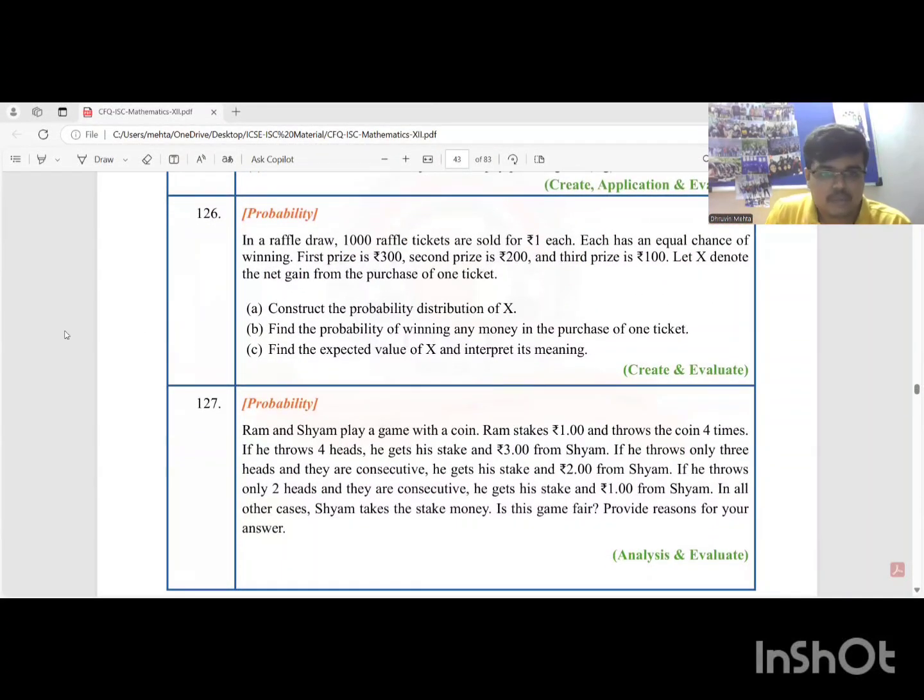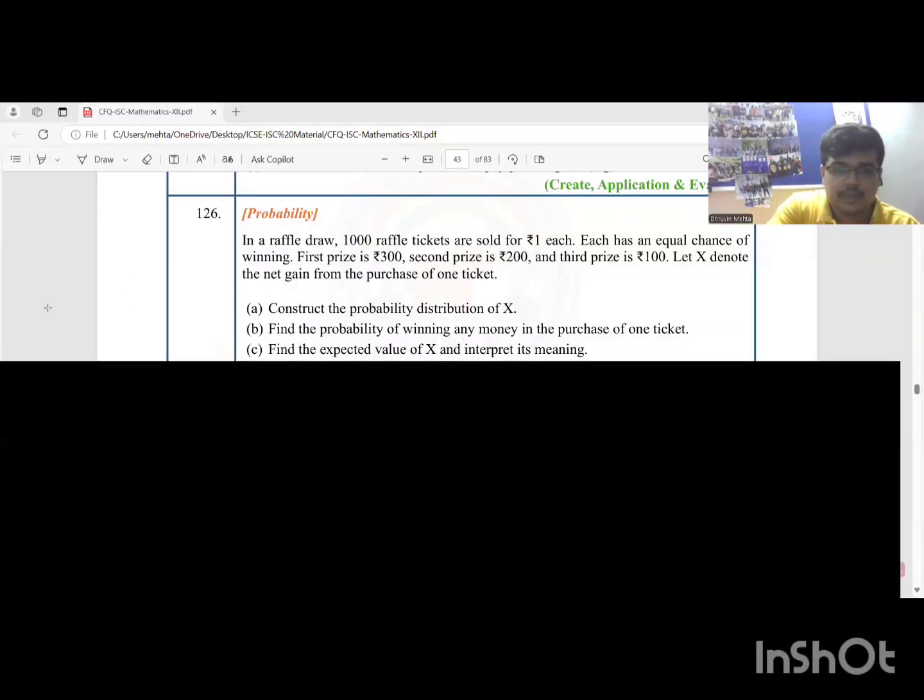Question 126. In a raffle draw, 1000 raffle tickets are sold for rupees 1 each. Each has an equal chance of winning. First prize is rupees 300, second prize is rupees 200, and third is rupees 100. Let X denote the net gain. That word is important. Net gain from the purchase of one ticket. So students, let us prepare a probability distribution table. Once you get the table, the remaining part is super easy.